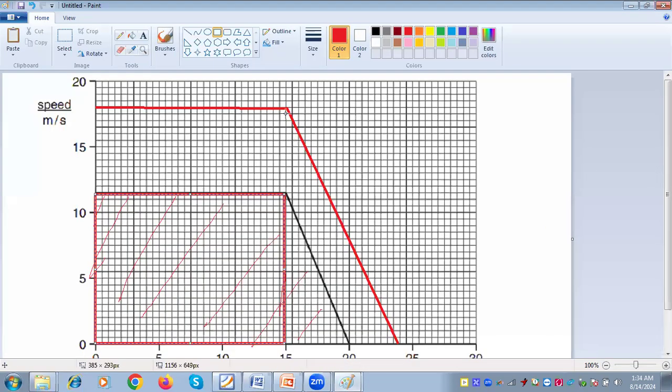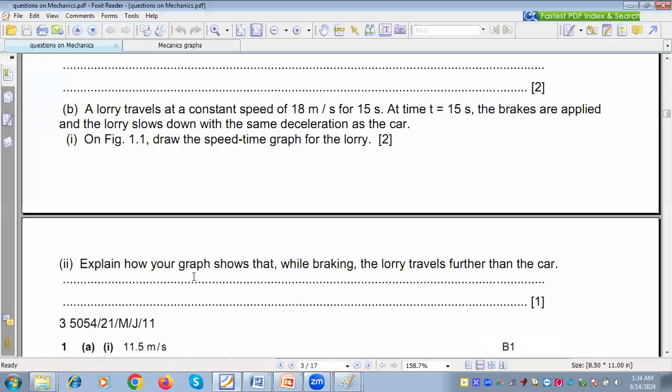You can check the area under this triangle. The second triangle is greater than the triangle here. So this is the second triangle and this is the distance which I'm just marking, this one. So of course, this is the bigger triangle. So area under the triangle is greater. It shows that the lorry travels a greater distance while braking.